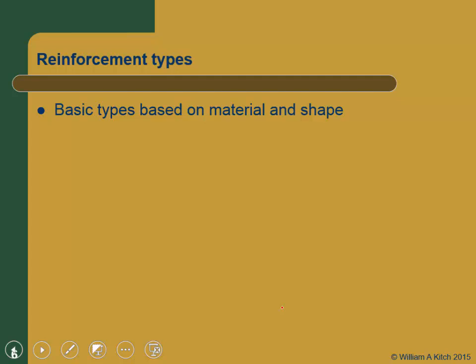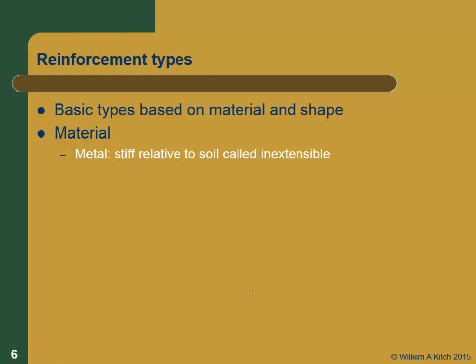So the way we categorize our reinforcement is based on the material and the shape. So the materials are metal, which is stiff, and when we say metal, it's almost always steel. I don't know of any reinforcement that's not steel. It's almost always coated. We'll talk about that in a while. So this is very stiff compared to the soil, and we call it inextensible. That's just another word for the relative stiffness, but the terminology that's used in the business for the reinforcement is inextensible. When they say inextensible, they're talking about metal reinforcement.